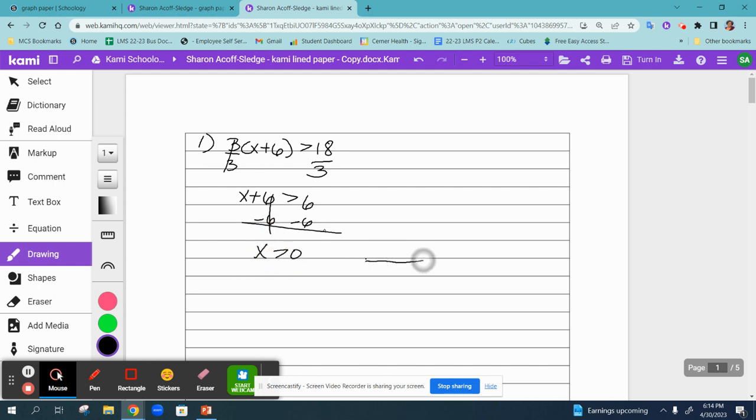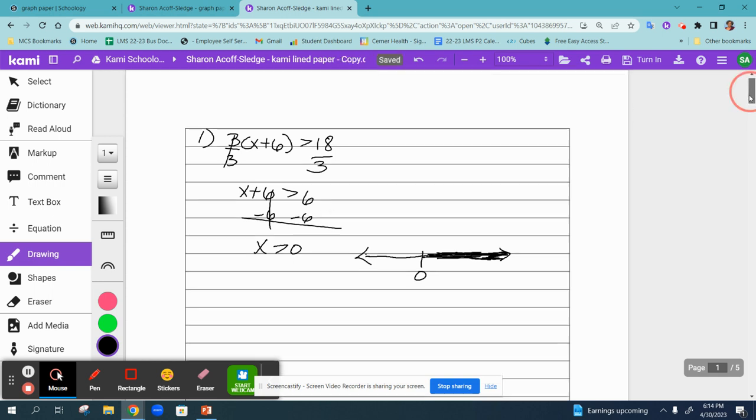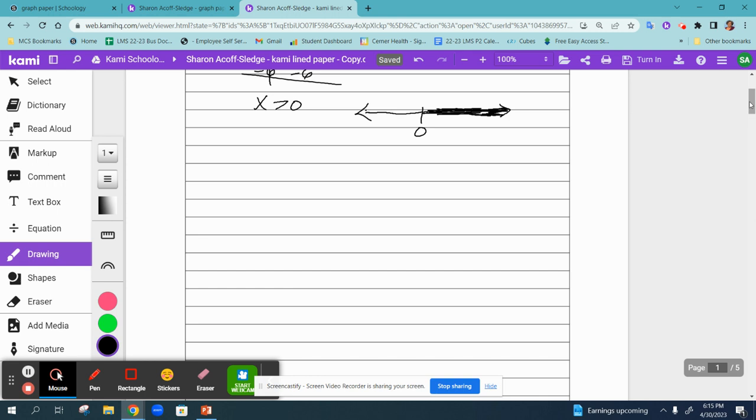Now to plot this on the number line, we're going to pretend that line is straight. There's my 0. Greater than 0, numbers that are bigger than 0, we're going to shade this way. Okay? So that's how you show that one on a number line. Now the second one is the same type of question.